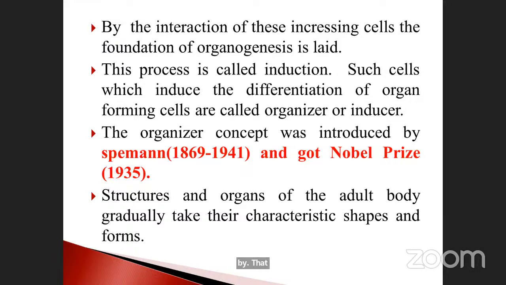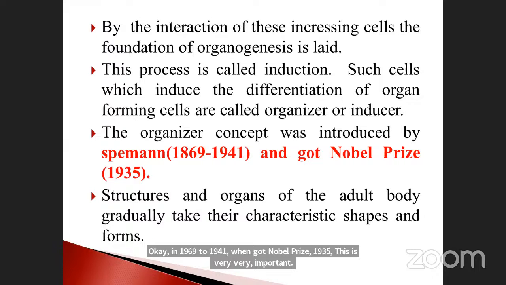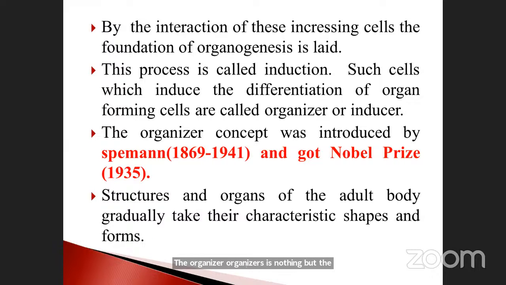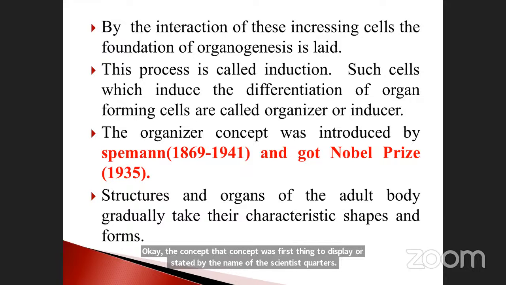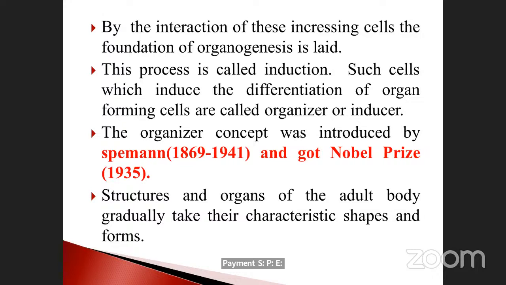Okay. 1869 to 1941, and he got the Nobel Prize in 1935. This is very, very important. The organizer is nothing but the first cell formation, the inducer cell. That concept was first introduced by the scientist called Spemann. Yeah, and he got the Nobel Prize in which year? 1935, for what? The organizer concept.